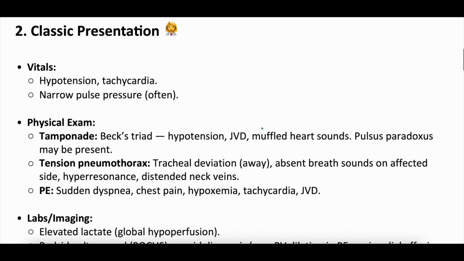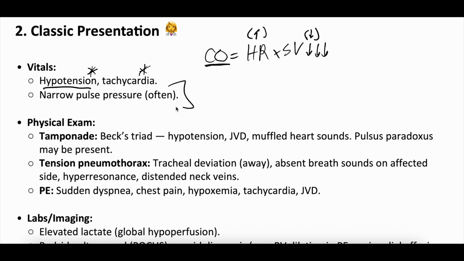Classic presentation of obstructive shock. Well, like with most shock states, you can get hypotension and tachycardia. Your cardiac output equals heart rate times stroke volume. We just said the stroke volume is going to be lower because either the heart cannot fill with enough blood or there's too much afterload, so the heart cannot pump that blood out. So to try to compensate, the heart increases its rate to preserve its cardiac output, so you get tachycardia. Once the tachycardia cannot maintain that cardiac output because the stroke volume is just so low, that's when you start to get hypotension. And then you often get a narrow pulse pressure.